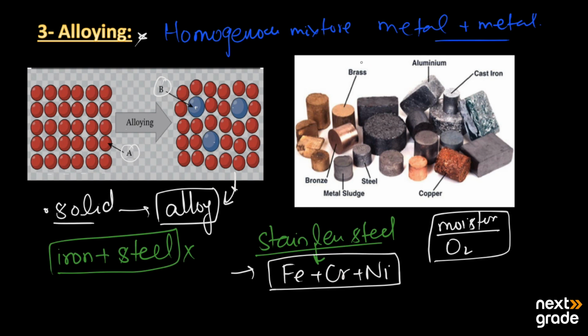Here you can see this is an alloy, which is brass. We have the aluminium alloy, we have cast iron, we have copper, we have steel, we have metal solders, and we have bronze. So all these are basically alloys which are prepared by combining different metals with one another.